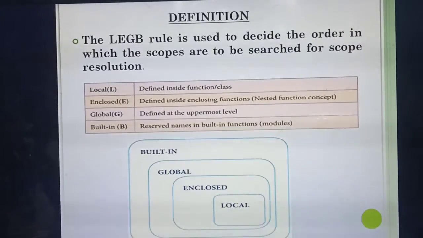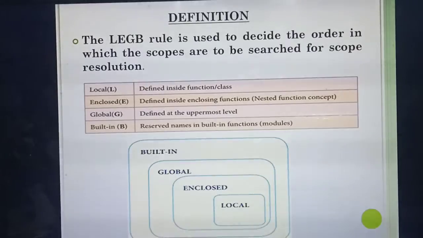Sometimes they will ask, explain the LEGB rule with the scope. That also you need to explain from here. Sometimes they will ask the types of scope. If they ask the types of scope question also, you need to explain from here. Understood why I am telling again and again? For a 5-mark question, for example, if they ask the question explain the types of scope, they will start from the scope question. They won't write LEGB rule. But for the LEGB rule question also you need to write from here. For scope questions also you need to write from here.